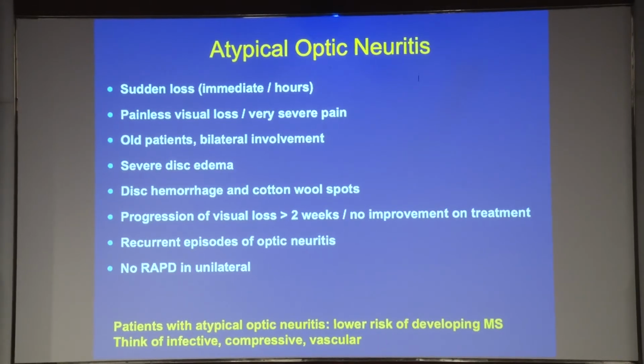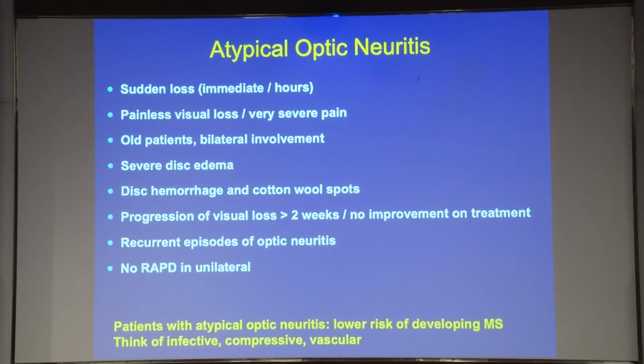Older patients, bilateral involvement, severe disc edema, a lot of hemorrhages, cotton wool spots. Vision loss progression or no improvement up to 2 to 3 weeks. Think atypical. Recurrent episodes of optic neuritis, and like I said, no RAPD in a unilateral vision loss.